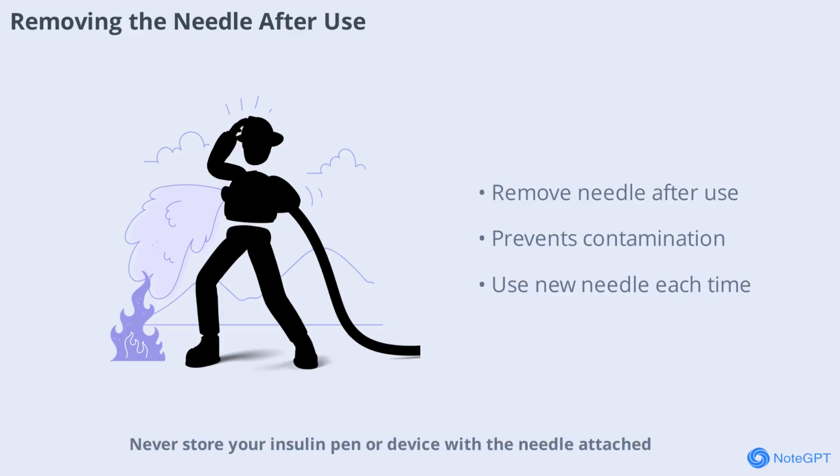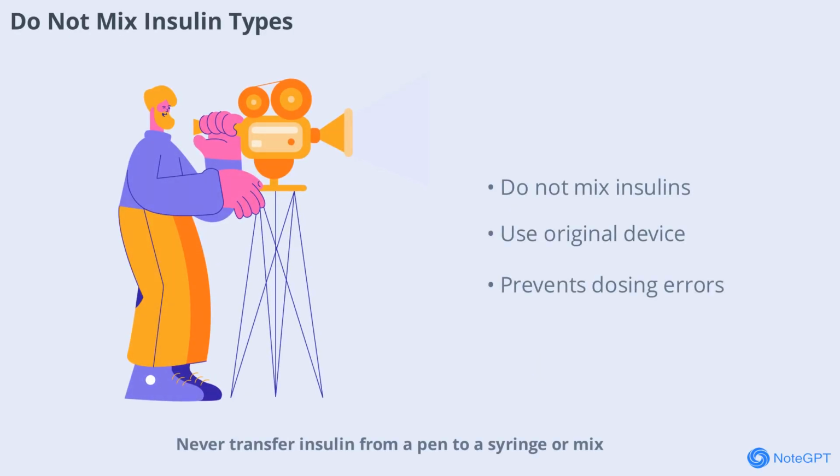Never store your insulin pen or device with the needle attached, as this can lead to contamination or leakage. Always use a new needle for each injection to maintain sterility and effectiveness. Never transfer insulin from a pen to a syringe or mix different types of insulin unless specifically instructed by your healthcare provider.